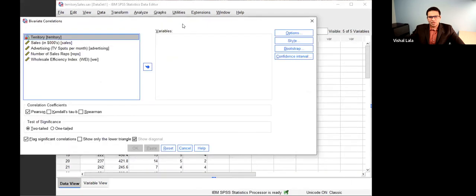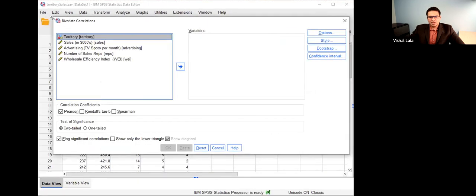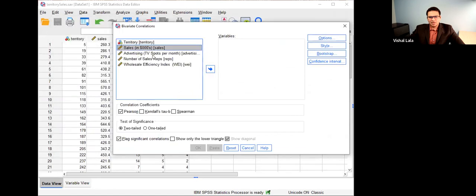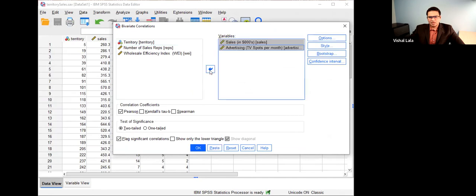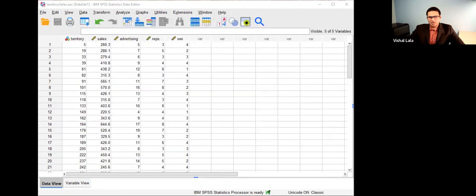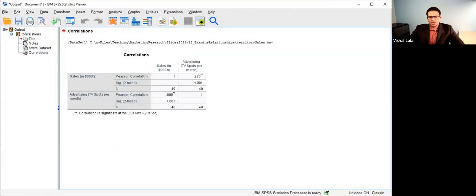We want to examine correlation between sales and advertising. We'll select those two variables and bump them to the right under variables. And that's it. Click OK. Let's switch over to the output window to examine what happened. Here's our output from running that analysis.